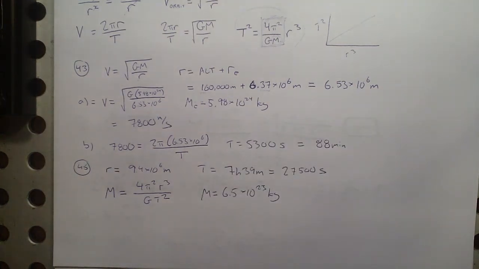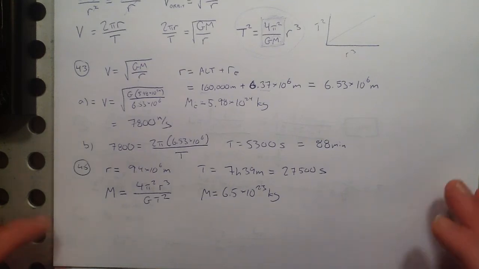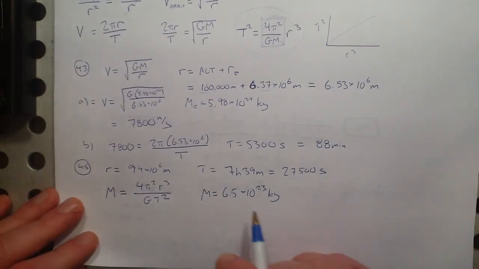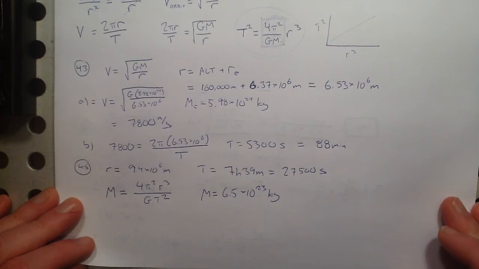Why might we have been a little off? Well, we rounded some here and there, and in fact, the orbit's not quite circular. It's elliptical, so that does change things a little bit too, but that's a very good estimate. All right, one more problem.